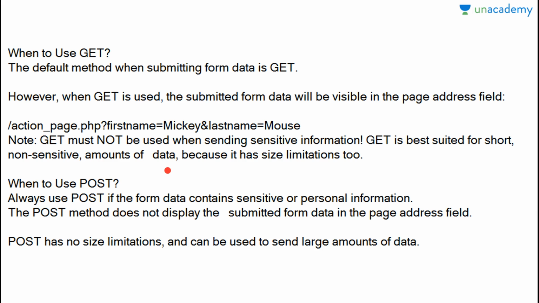And why do we use the post method? Let's talk about that. The post method is used for sensitive and personal information. The post method does not display the submitted form data in the page address field. Post has no size limitations and can be used to send large amounts of data. So these are the benefits of the post method over the get method. The get method is the default method, and the post method is mainly used for sending secure data.